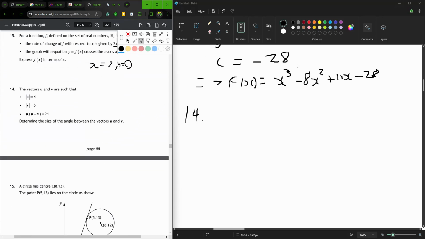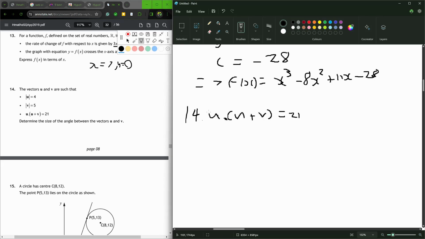So u dot (u plus v) equals 21. That means that u dot u plus u dot v equals 21. Now when you dot a vector with itself, that essentially means you get the square of the magnitude. In this case, it'd be 4 squared plus u dot v equals 21.